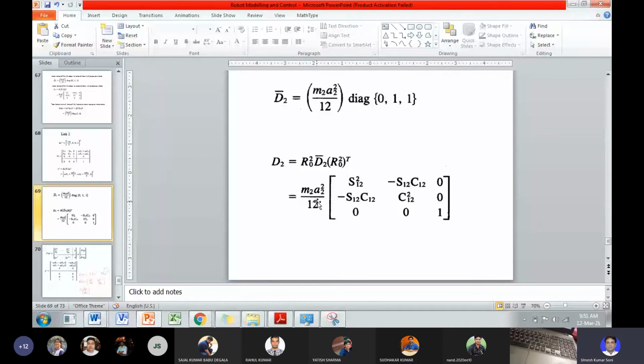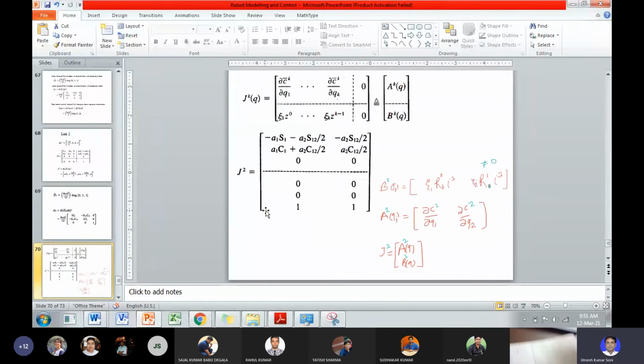Now you had the J2 equal to, J2 you had calculated previously, or you have just calculated this. अभी डायरेक्शन सही है क्या? देख लेना. A1 S1 minus A2 S12 upon 2. Okay.